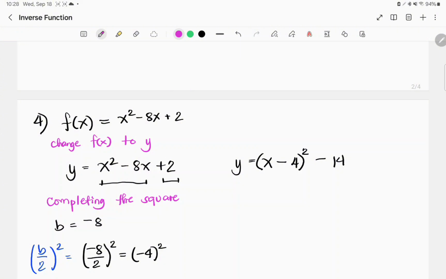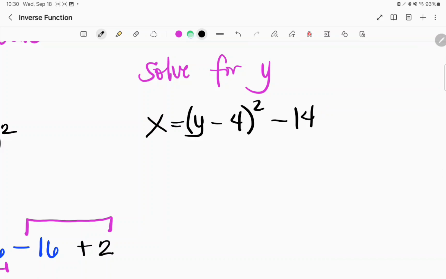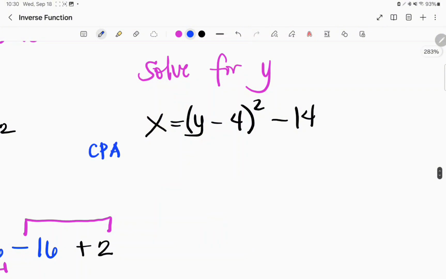And at this stage of our solution, we have to interchange x and y. So all y will become x and all x will become y. That's x equals y minus 4 square minus 14. And after that, we have to solve for y. To solve for y, we have to isolate, of course, y. In this line of solution, we will be using our commutative property of addition. So we have to remove this negative 14 here. And in order to do that, we have to add 14 to both sides of the equation.